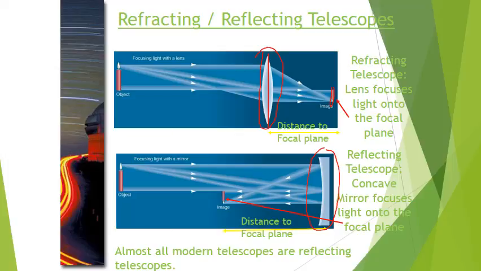Reflectors and refractors both do the same thing. Essentially, they focus light. Almost all modern telescopes are reflectors, and there are several reasons for that.